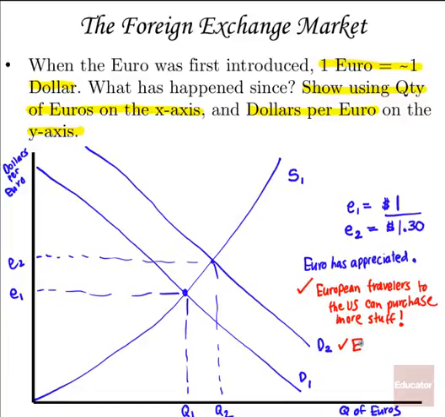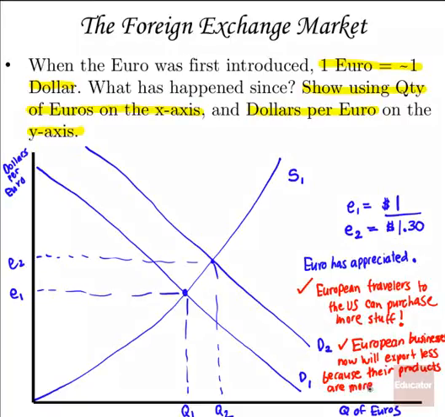But that's not necessarily a good thing with appreciated currency. European businesses now will export less because their products are now more expensive. And again, we looked at that from the perspective of the U.S. company because they benefited from a cheaper currency. European businesses now will export less because their products are more expensive relative to American businesses.